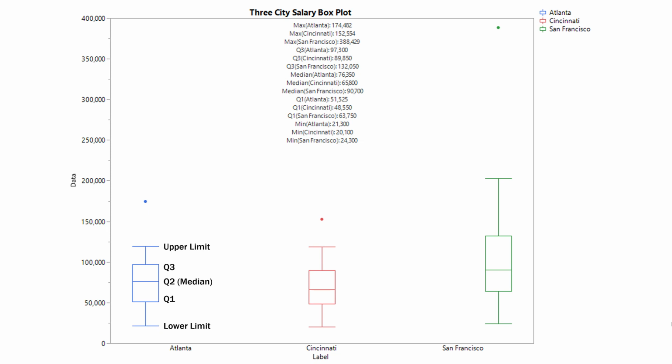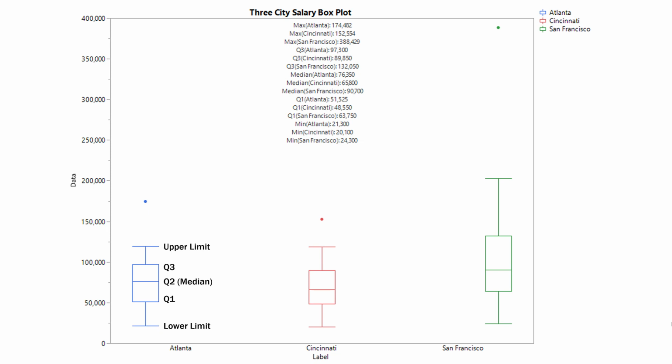Now the power here is in comparisons looking across. So first let's compare the median for each city. In Atlanta, the median is about $75,000. In Cincinnati, it's pretty close, maybe a little bit lower. But in San Francisco, you can see that it's much higher. It's probably around $80,000, $85,000. So of course, that tells us that the middle salary, the middle value, is much higher in San Francisco.